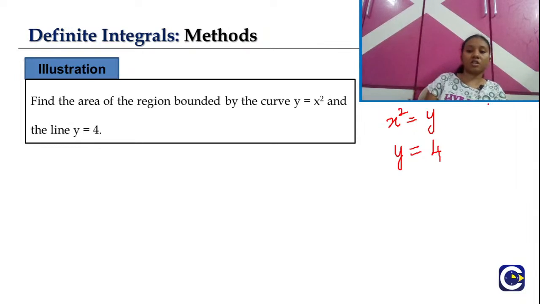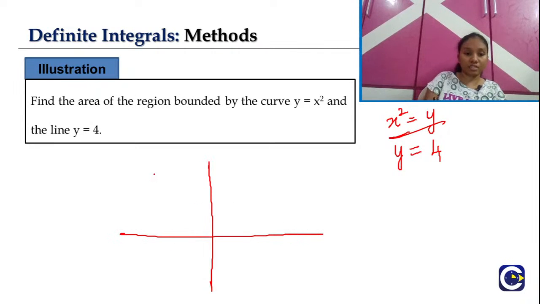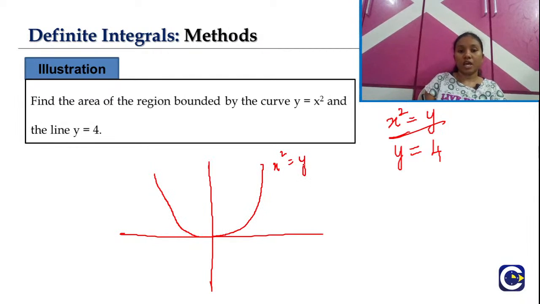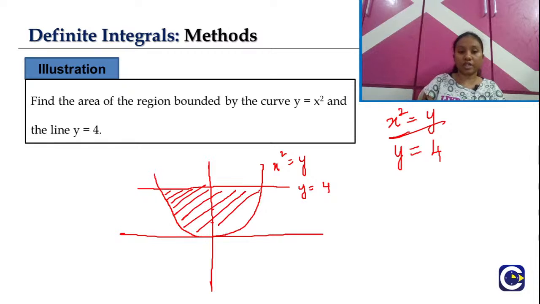So what is the first curve? It's obvious that it is a parabola. As it's x square equal to y, the parabola will be like this. Yes or no? x square equal to y and y equal to 4. So if we are having somewhere here y equal to 4, that line will be something like this. So y equal to 4 guys. Your required area, that is the area bounded by the curve and line, will be this shaded portion here.